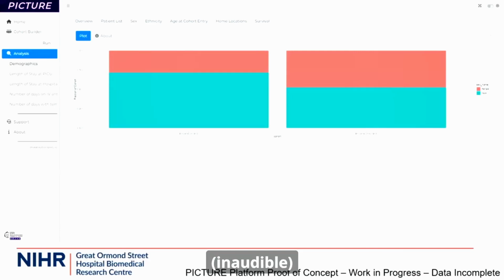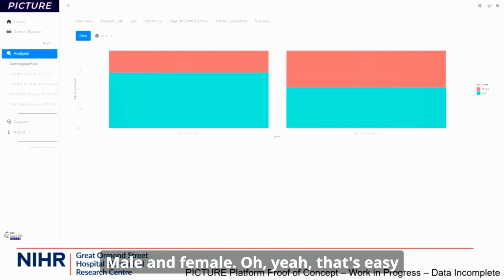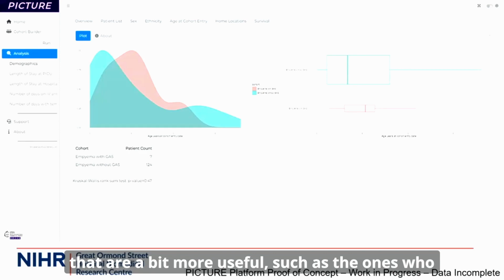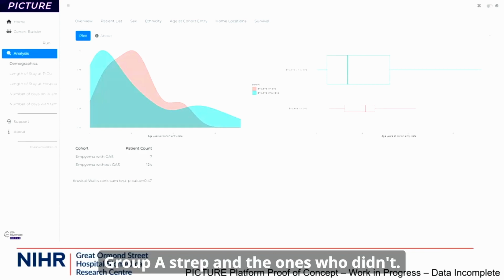Why is there not, like, the men have to run across the stage? Male and female. Oh yeah, that's easy enough. And then you can look at other things that are a bit more useful, such as the ones who had group A strep and the ones who didn't.